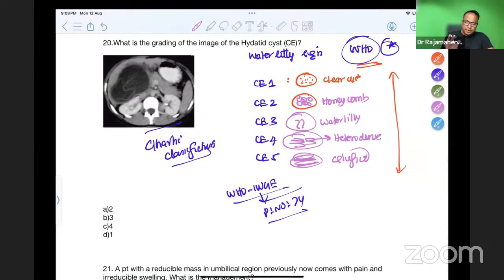This is actually the CE classification of Hydatid cyst. We commonly do this discussion. One point I want to tell you: examiners cannot take questions just like that from some question bank or from their own practical knowledge. They are always supposed to take questions only from the standard books, either from Bailey and Love or from Sabiston.